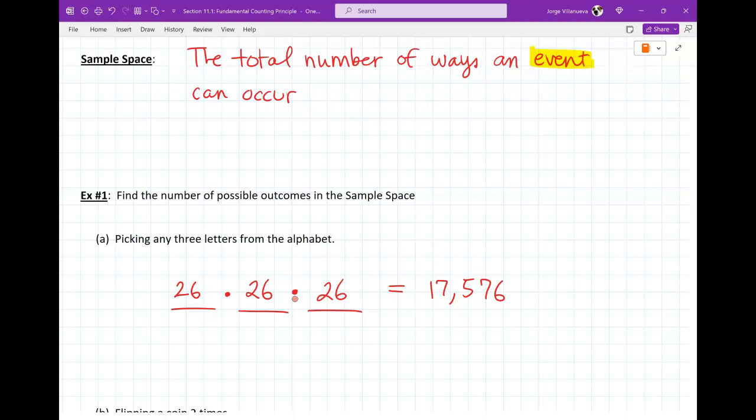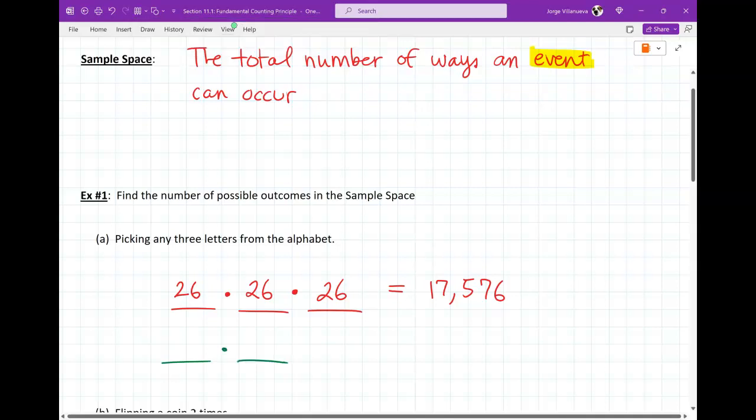17,576 ways. Now, just out of curiosity, I'm going to change the color because I'm going to create a different problem. I'm not going to write it down. What if what I mentioned earlier was the case? Pick a letter from the alphabet, 3 letters, but don't let them repeat. So the first one would be what?